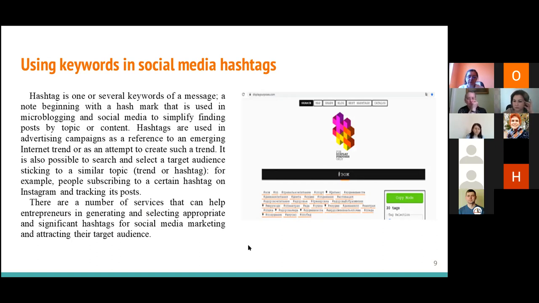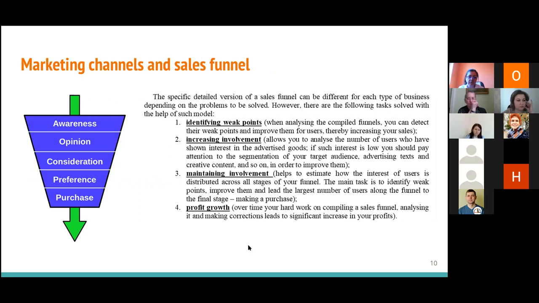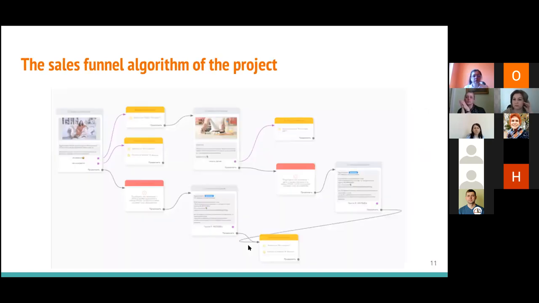The specific version of a sales funnel can be different for each type of business depending on the problem to be solved. However, there are tasks solved with the help of such a model, and they are presented on the slide, and we won't stop here. And the sales funnel algorithm of our project is presented on the slide, and we can discuss it a bit later if it is needed.